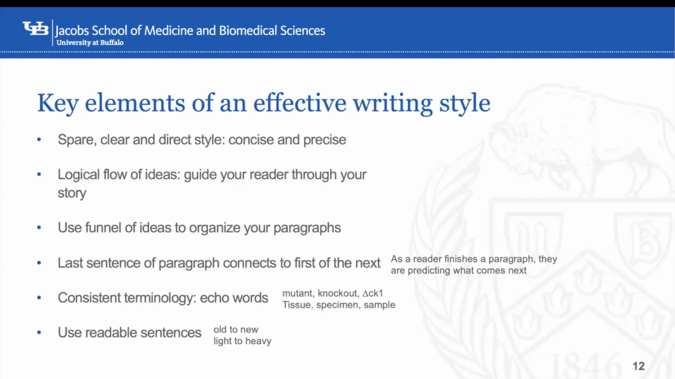I do this a lot with graduate students and early stage scientific writers. I need to re-educate them, because in high school and even in college we learn, oh, don't use the same word many times. Change it up, right? Make it interesting. Don't do that. Keep your terminology consistent. For instance, you can say mutant, knockout, delta CK1. They're all the same thing. So call it the same thing. Call it knockout or call it mutant, but do that all throughout.